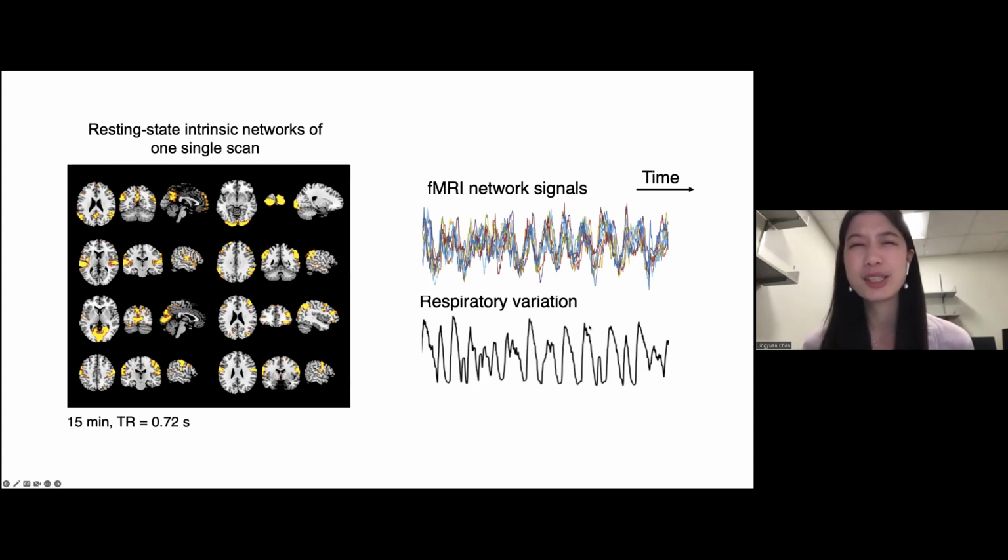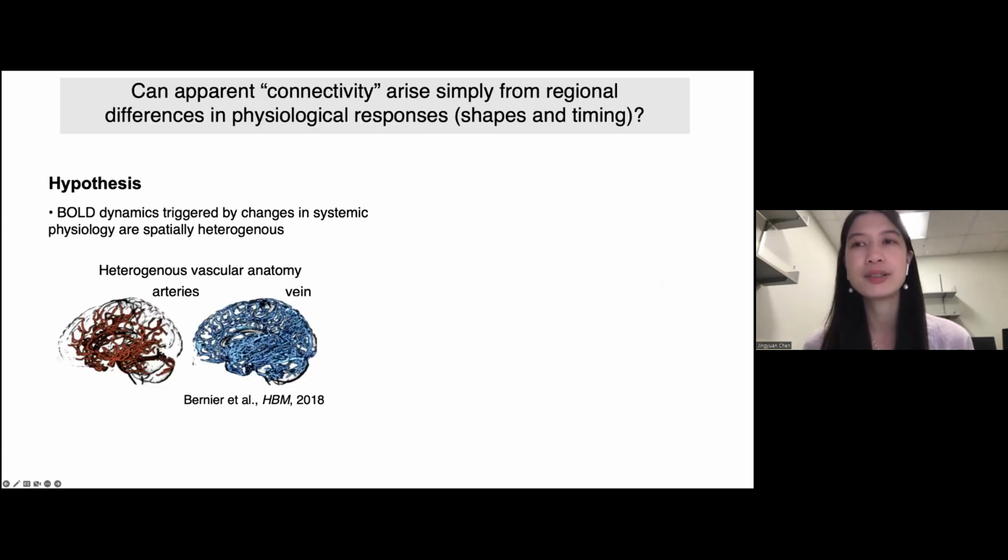But then, it may not be that surprising, because our brain vasculature is not homogeneous everywhere. So even if there is a systemic physiological input, it may be filtered through this heterogeneous vascular tree, leading to spatially heterogeneous vascular responses. The question here is whether these vascular responses may have some structured patterns that resemble those neuronal patterns.